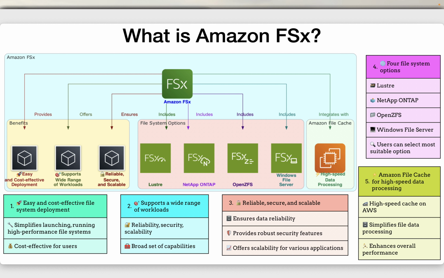Amazon File Cache, a high-speed cache on AWS, simplifies file data processing regardless of data's storage location, enhancing overall performance. So those 4 file systems are industry leading. They are different depending on the customer and their different use cases. So it can be Lustre, NetApp ONTAP, OpenZFS or Windows File Server, and there is one more from Amazon itself, which is Amazon File Cache for file caching requirements.